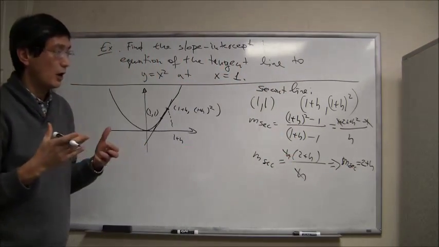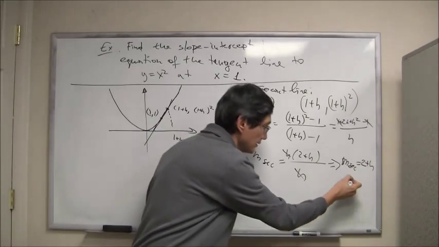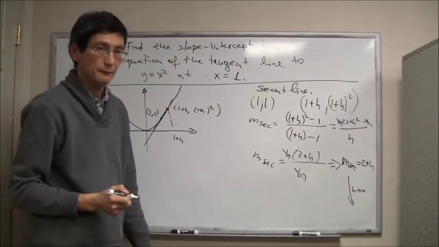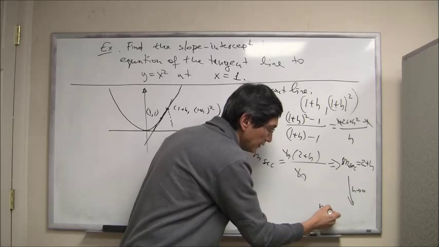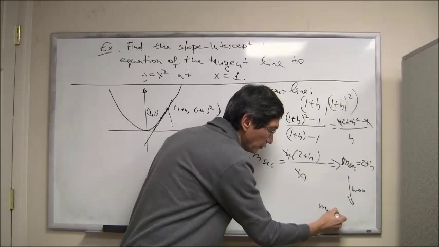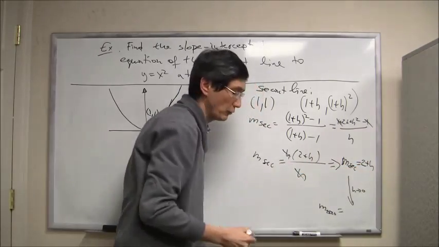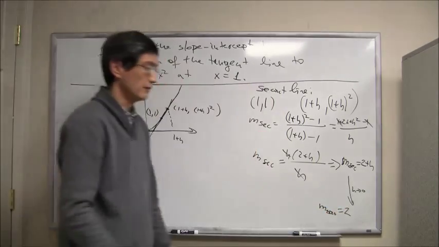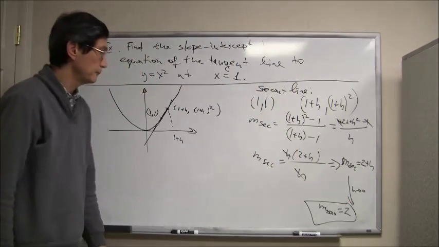Now if you recall how to get the tangent line from the secant line, what we do is, if h would become 0, then the slope of the secant line will become the slope of the tangent. Because h goes to 0, smaller and smaller and smaller, in this case we get 2. So we get the slope of the tangent.